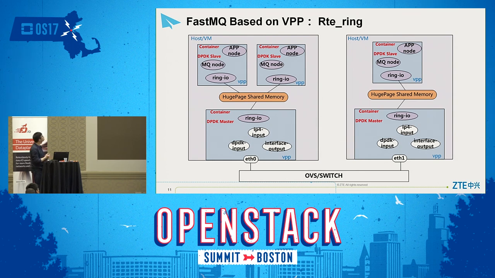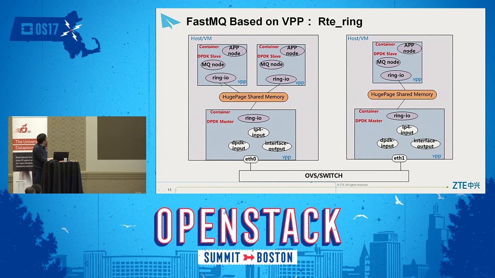This is the detail of our implementation. The MQ lib is based on the RTE ring. Let's have a look. It's based on the huge page shared memory. We have the DPDK master container. It will allocate the ring for all the containers in this host. And we also have the DPDK slave container.